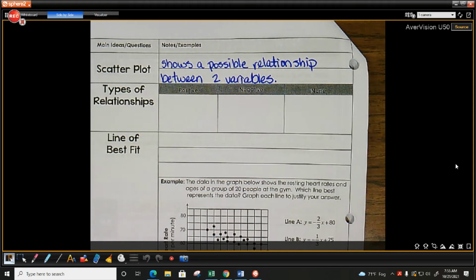Now, if I give you two pieces of information, two things to compare, is there a relationship between all two things I tell you? Think of it with people. If I pick two of y'all randomly, does that mean you have a relationship? Like, are you friends or are you dating? No, not necessarily. So scatter plots just show a possible relationship.